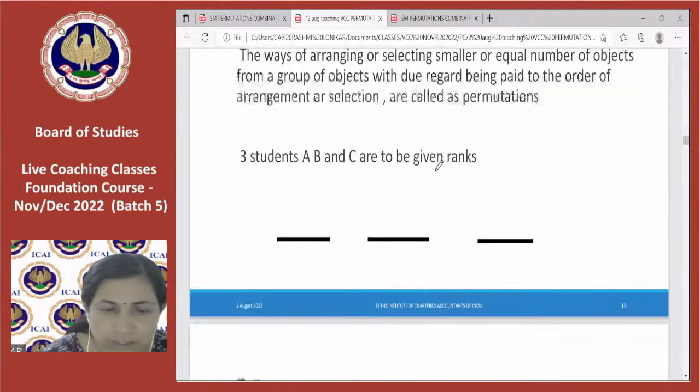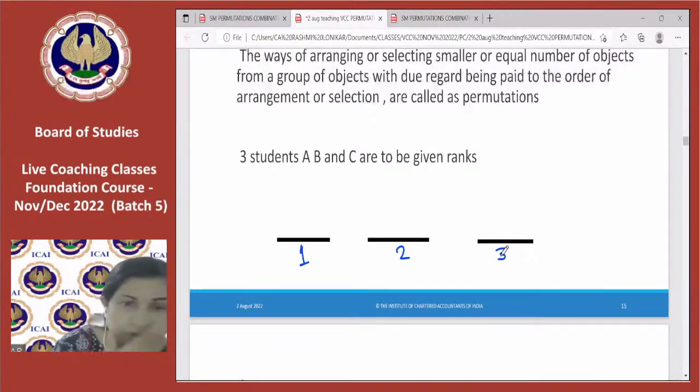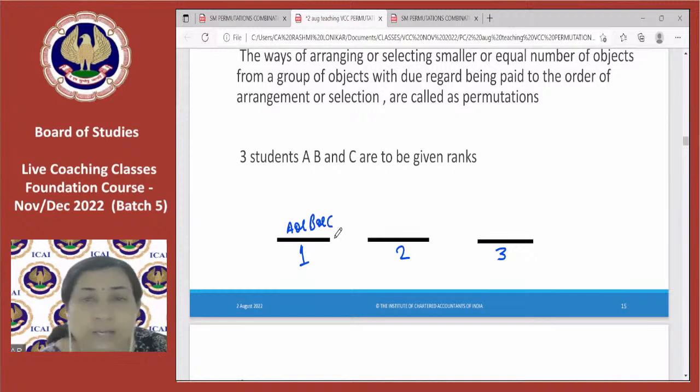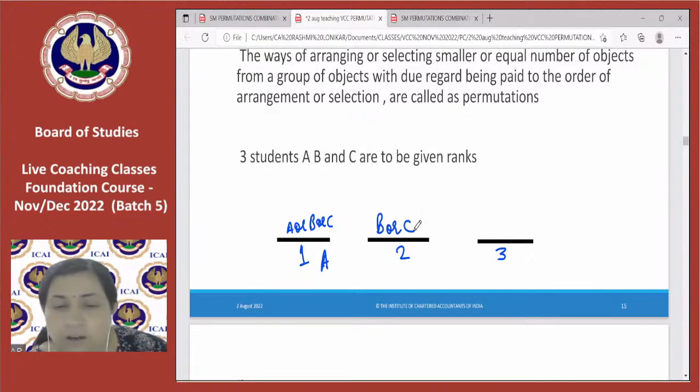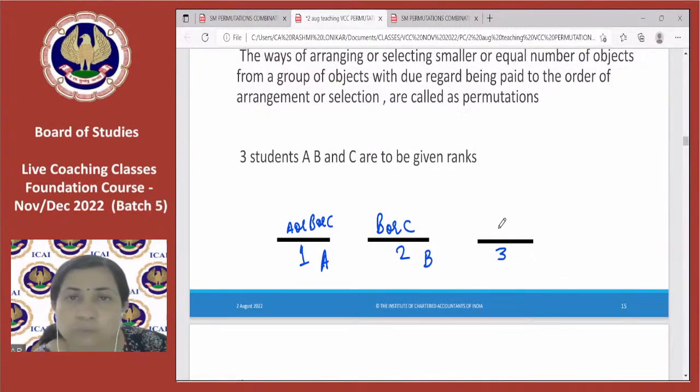Suppose we have 3 students. This is rank number 1, this is rank number 2, and this is rank number 3. For the first rank, all 3 students are considered: A or B or C. Suppose I select A for the first rank. For the second rank, we will have the option B or C. Once I have selected B, for position 3 only C will be there.